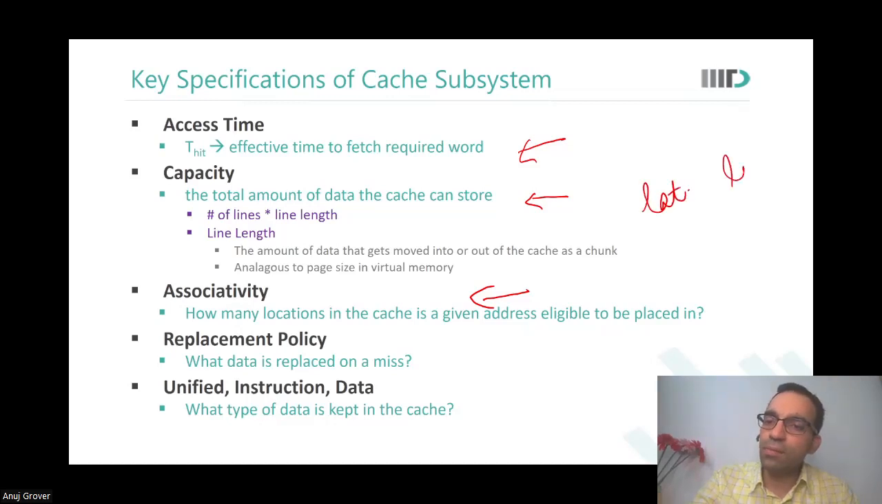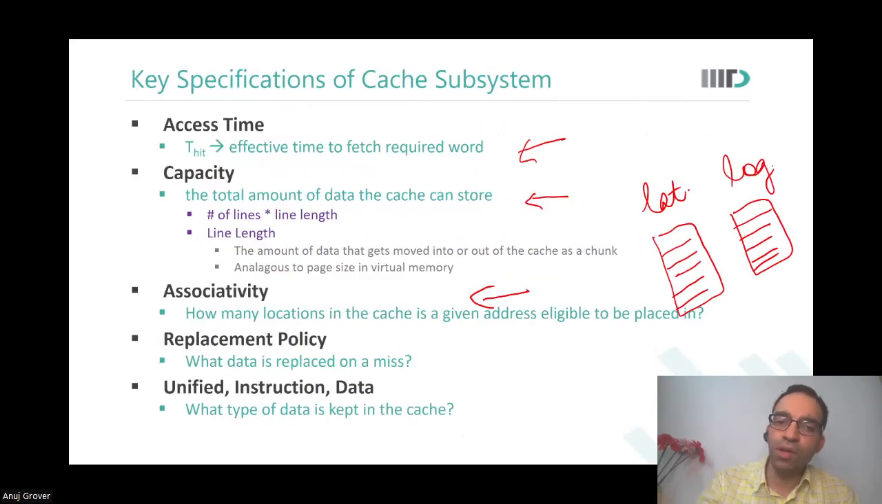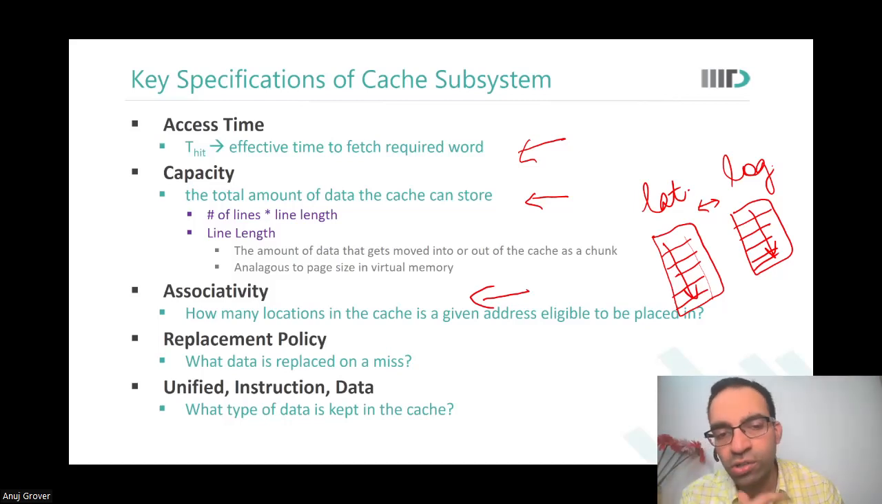For example, I have two buckets, latitude and longitude. And in bucket one, I have 10 locations. In bucket two, I have 10 locations. So associativity would be, let us say, 2 over here. And so any location in the latitude bucket or any location in the longitude bucket will tell you how many latitudes and longitudes you can save. Again, we will come to it in much more detail in just a little while.